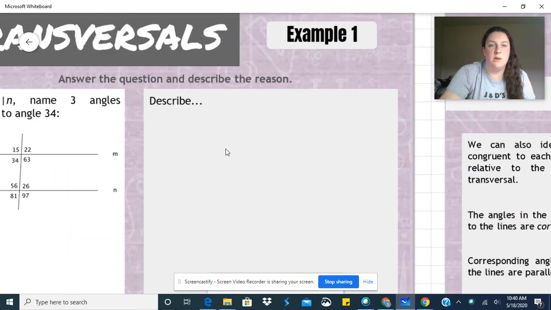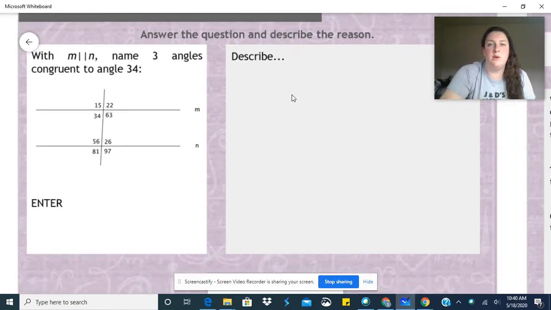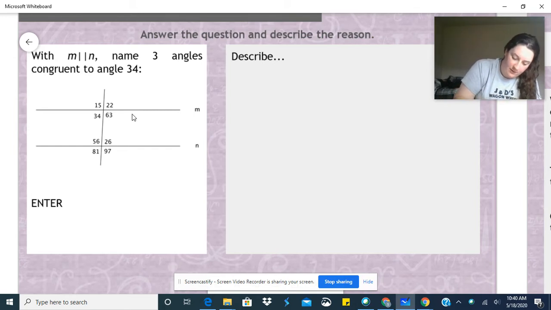Now to the next one. It says answer the question and describe the reason. With M parallel to N, name 3 angles congruent to angle 34. So first steps first. Find where angle 34 is. So here's angle 34, right? You have 2 options. You can draw your zigzag if that's what helps you. So here's my zigzag, right?